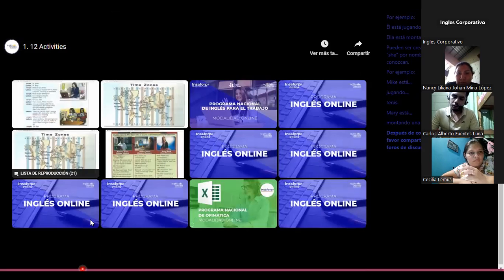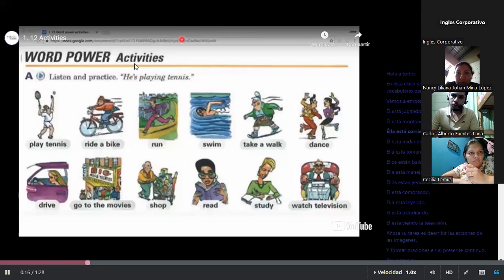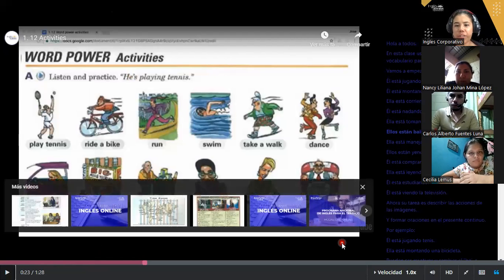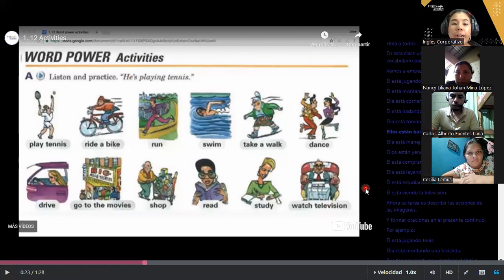Okay, let me see. She's running. He's swimming. She's taking a walk. They're dancing. Okay, we're going to repeat all of them, and please take notes if you have new activities that you don't know. Okay, now, as I mentioned at the beginning of the video, this is vocabulary, yeah? In order that you get vocabulary.